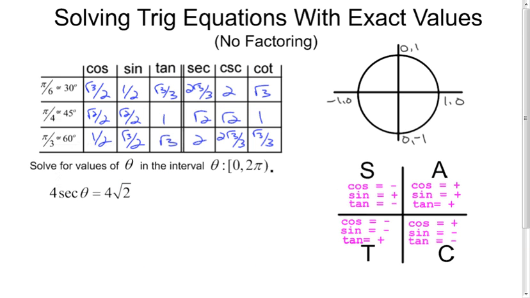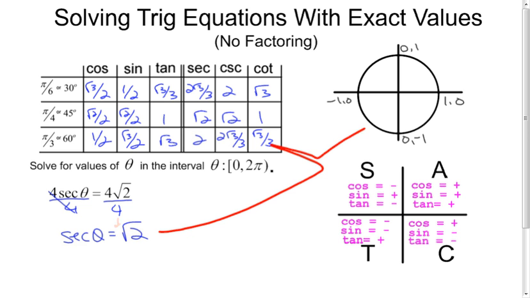Another example, we're going to look here at the same direction: solve for values of theta in the interval from 0 to 2 pi. First, I'm going to isolate the trig function, which happens to be secant in this instance. And I get secant of theta is equal to root 2. Well, I note two things. One, that it's positive, by looking at the sign here and making the decision zig versus zag.